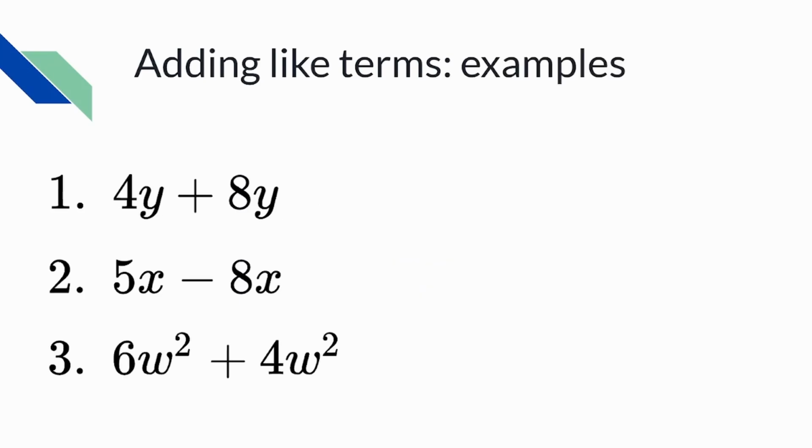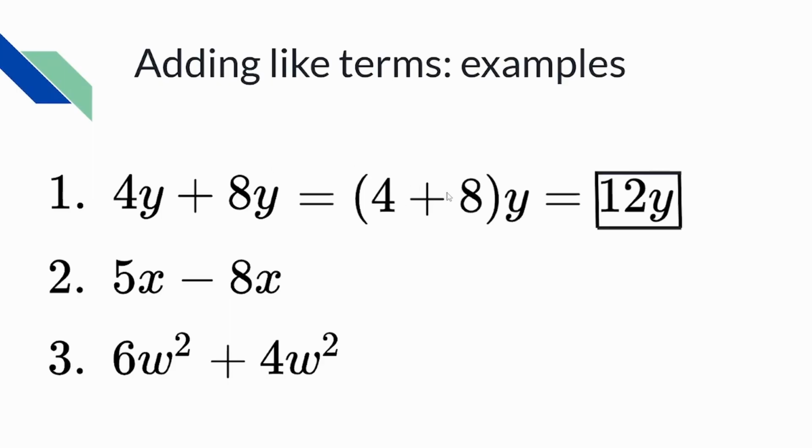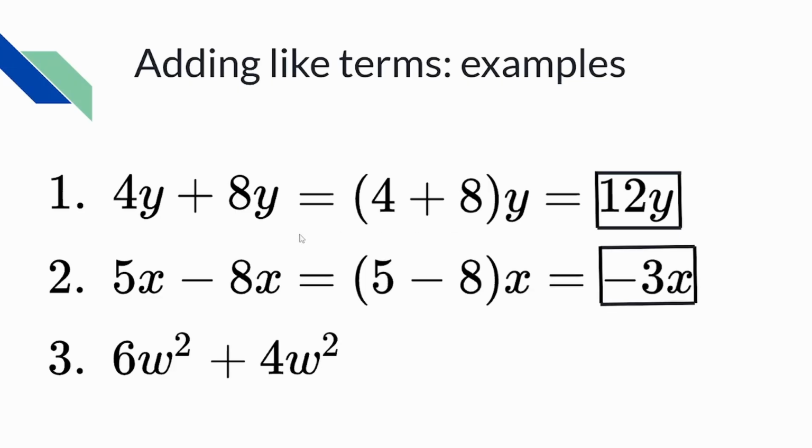Here are some examples. 4y plus 8y, we're just going to add the coefficients. 4 plus 8 is 12, so we get 12y. 5x minus 8x, here we add the coefficients again, but we're adding a negative number, so that's subtraction. We have 5 minus 8 in parentheses, and 5 minus 8 is negative 3. So our answer is negative 3x.